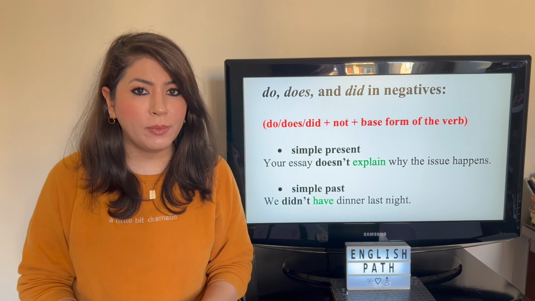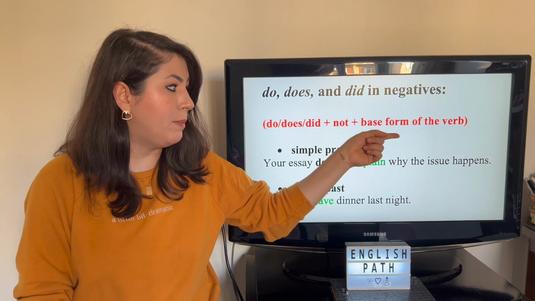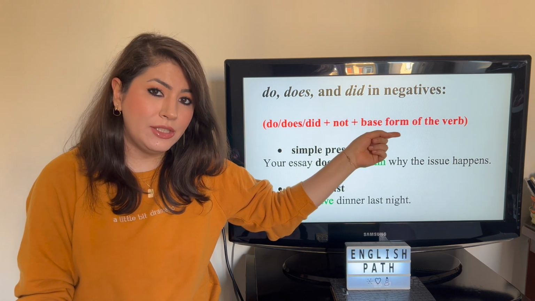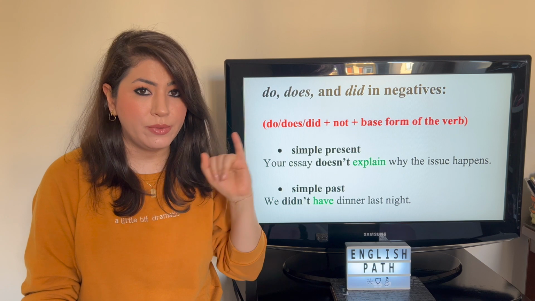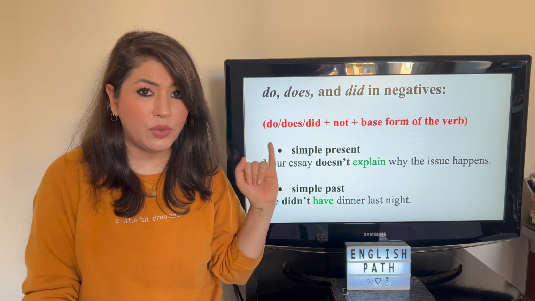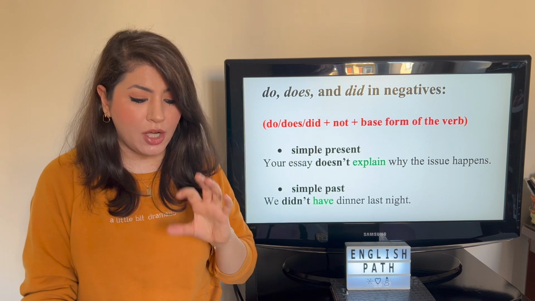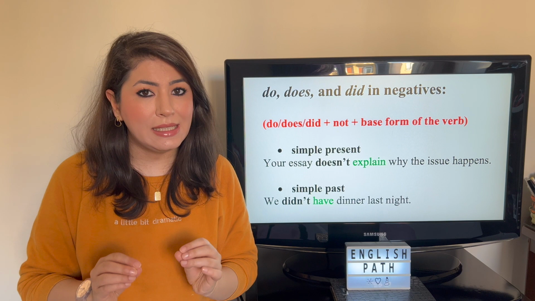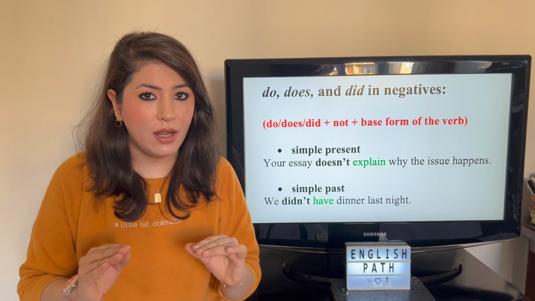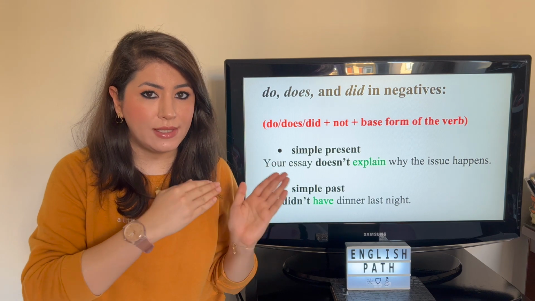And the general formula goes like do, does, did, not plus the base form of the verb. You need to use the base form and the base form only. You can't use the base form plus s or es. You can't use ing. You can't use ed. Just the base form. Can't emphasize this enough. It is the base form. There's nothing added to the base form when it's using negatives after do, does, and did.